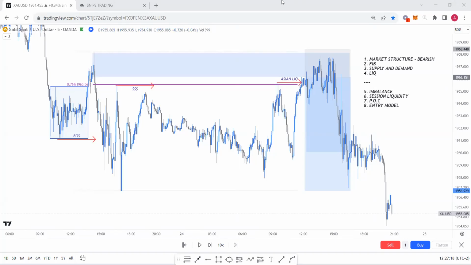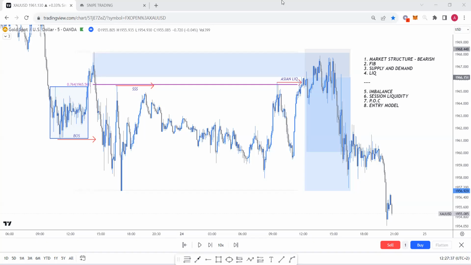And then we will move on to something important I want to share. Can we mark session liquidity from weeks ago as a session liquidity? You can mark it. I have never tested it. I am not sure about its effectiveness.